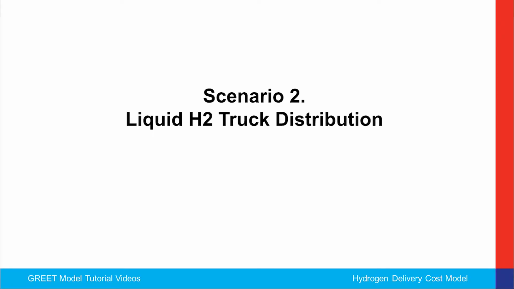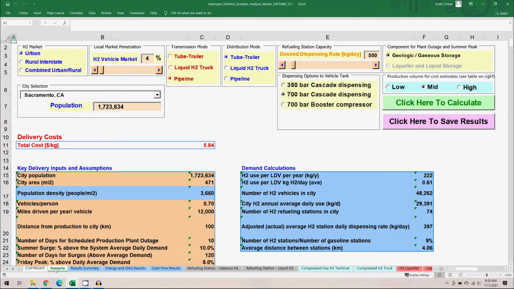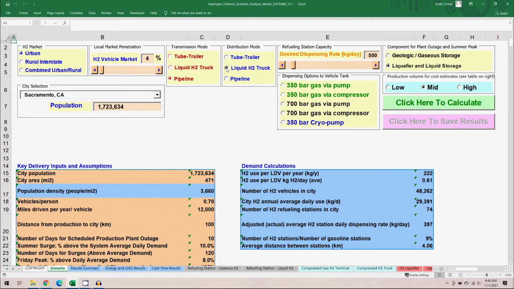In the second scenario, I'll generate results using the liquid H2 distribution mode. The pathway represented in this scenario would involve gaseous hydrogen transmitted via pipeline to a terminal, where the gaseous hydrogen would be liquefied, then distributed using liquid hydrogen trucks. I'll leave my original selections the same, but I'll choose liquid H2 as the distribution mode. And because the hydrogen will be in a different state, I have to choose a new dispensing option. So I'll select 700 bar gas via pump. Then I'll run the model.